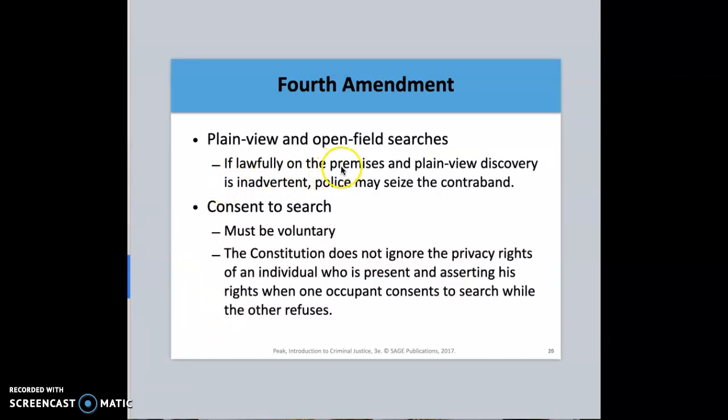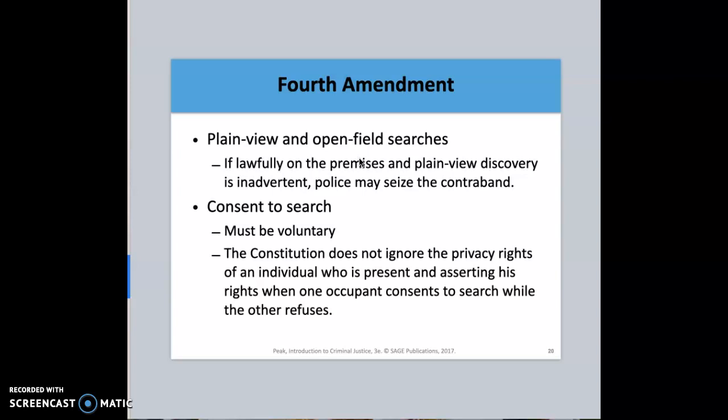Plain view and open fields are another thing that is an exception. And basically, plain view and open fields, again, we already talked about plain view. Open fields is vacant lots. You don't need to get a search warrant to search a vacant lot. It was never designed that. The Fourth Amendment was designed for the residents in the immediate curtilage. In other words, the immediate area around the residence. Anything distant from the residence, an open field, did not apply.